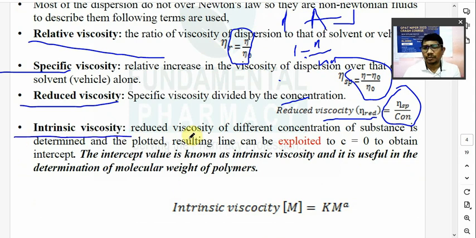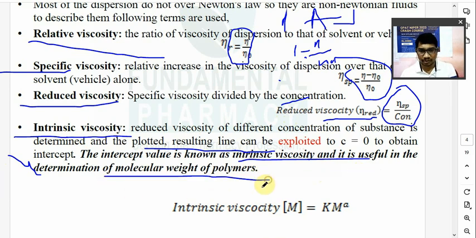Reduced viscosity of different concentrations of a substance: if you plot the reduced viscosity determined at different concentrations, then whatever y-intercept you get, that intercept value is known as the intrinsic viscosity, and it is useful in the determination of molecular weight of polymer. So what is the intrinsic viscosity? It is denoted simply by eta in brackets, equal to K M raised to a.